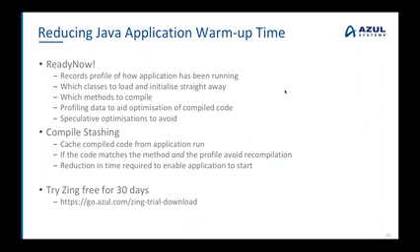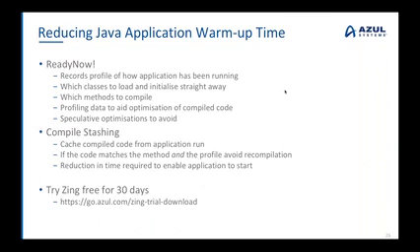Just to summarize, essentially, we've talked about two things primarily here. ReadyNow, which is recording a profile of how your application runs at a particular point in time. Then we know which classes to load, we know which classes to initialize, we know which methods to compile. We can use the profiling data that we gather to aid the optimization of the Falcon JIT compiler. And we know which speculative optimizations to avoid so that we don't have to waste time on that.